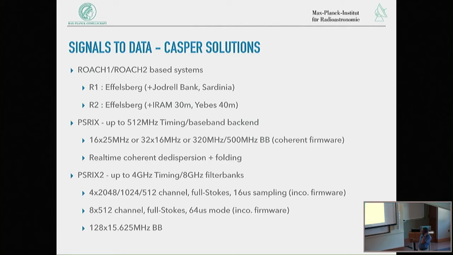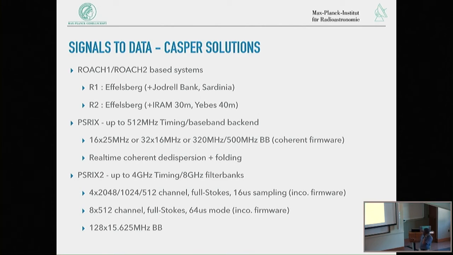So now those are the signals. So that has to be converted to data. So what have we got? We got 2 instruments based on the Roach 1 and Roach 2. We have an instrument that's called PSRX. That's operating in Effelsberg, but it's also being used in these 2 telescopes. The instrument based on Roach 2 is mainly meant for high-frequency observations, and they are used in Effelsberg for observations above 4 gigahertz. And they find their way also at the IRAM 30-meter and the ABS 40-meter telescopes.